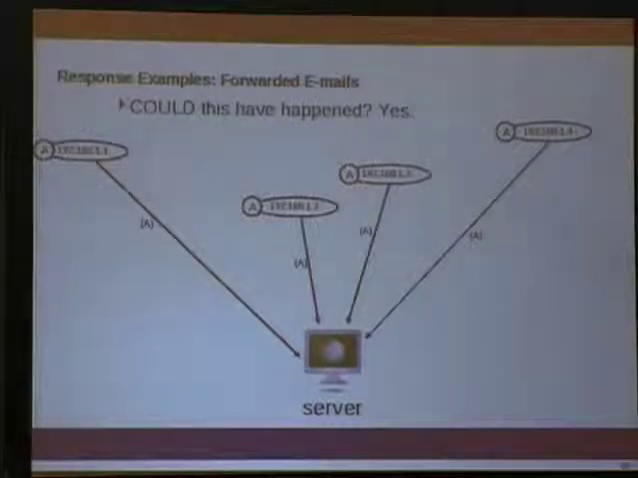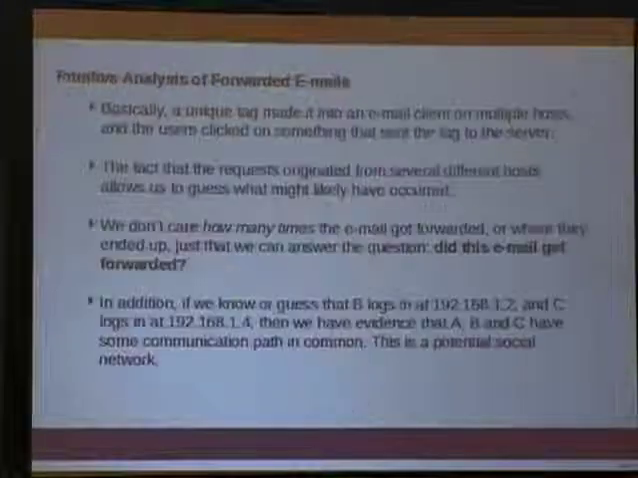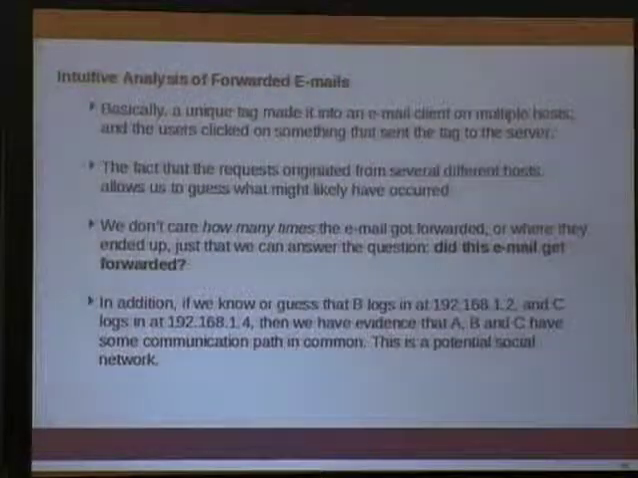Could A have sent a request from 4 different IP addresses? Yes, they could have. One scenario: they checked their email in their office, and then they went to their friend's office and checked it from their computer. Then they changed the IP address manually, and then suddenly they requested DHCP again and got a different IP address. So it's possible. Very unlikely, though. Basically what we have is a unique tag mated into an email client on multiple IPs.